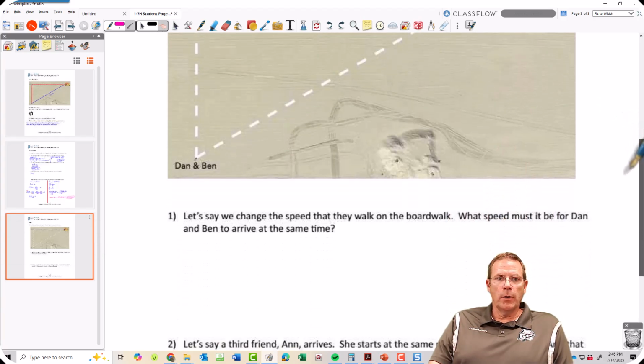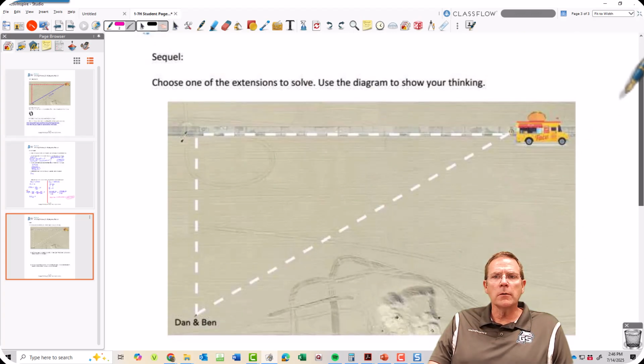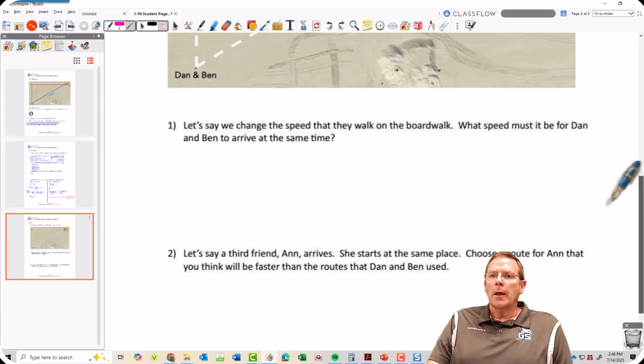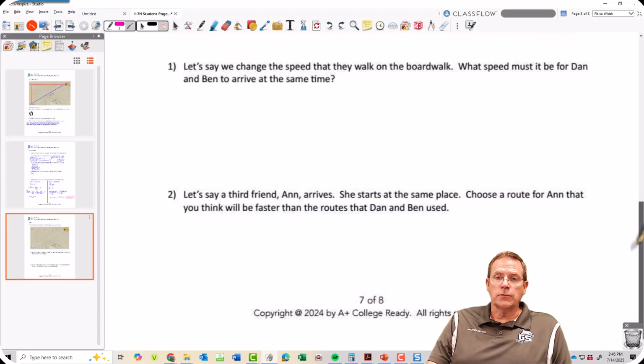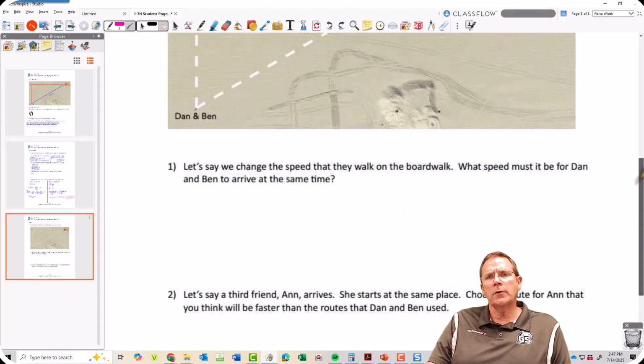Now from here we've got the final part where we're going to do one of the 2 extensions below. Option 1 says, let's say that we change the speed that they walk on the boardwalk. That's a boardwalk? Looks like asphalt to me. All right, anyhow. And what speed must it be for Dan and Ben to arrive at the same time? And option 3 says, let's say a third friend, Anne, arrives and she starts at the same place. Choose a route for Anne that you think would be faster than the routes that Dan and Ben use. These are two options which we're not going to waste time doing right now, and I honestly don't know if we're going to do them in class.